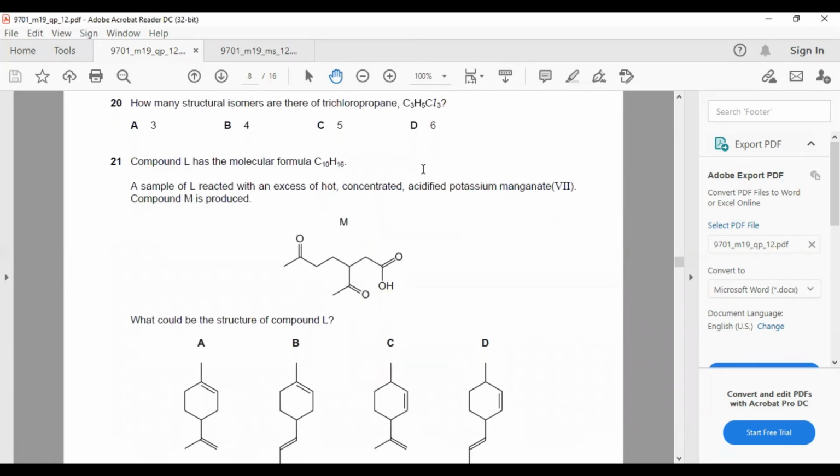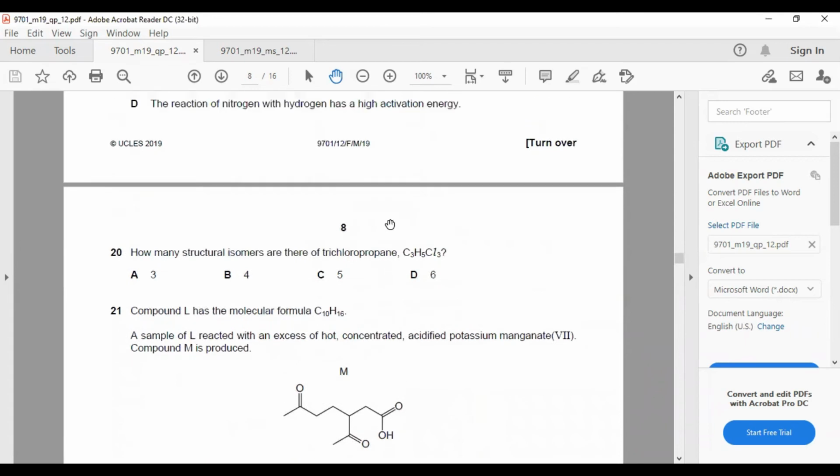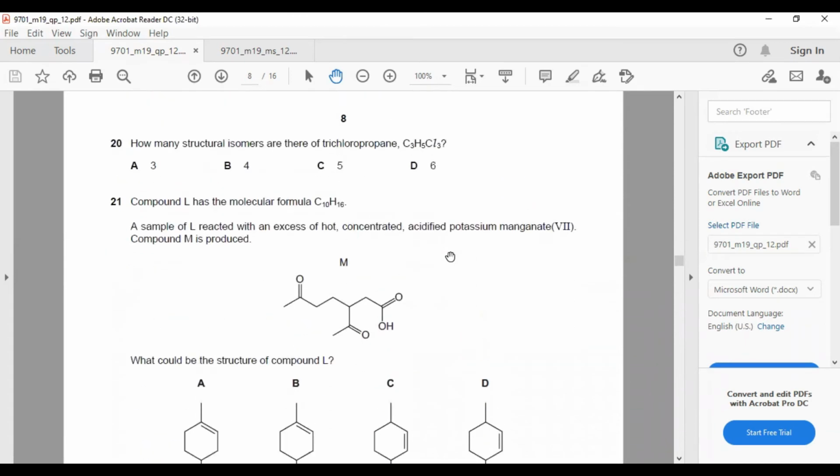How many structural formulas? Three. Oh my God. There is no method, you just have to do hit and trial. Number one, 3 chlorine on the same carbon. Number two, 2 chlorine on the same carbon and 1 on the next carbon. Number three, 2 chlorine on the first carbon and 1 on the last carbon.